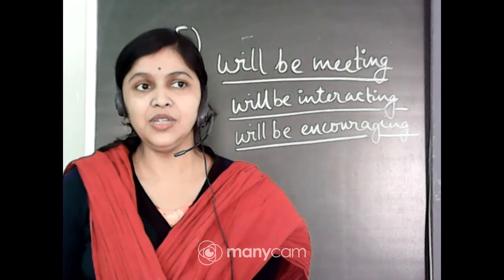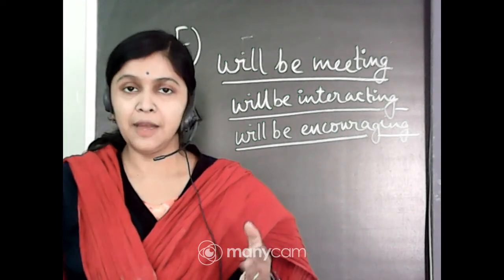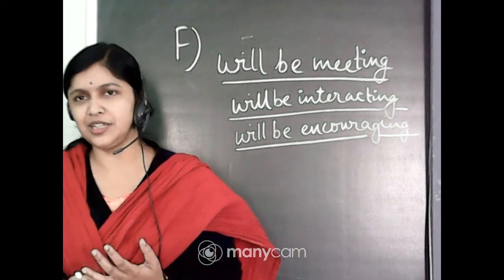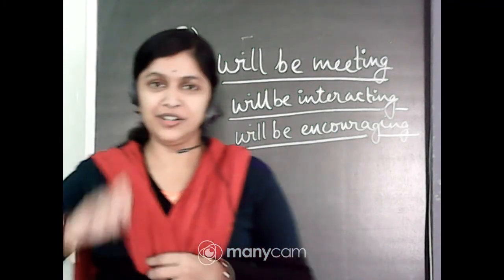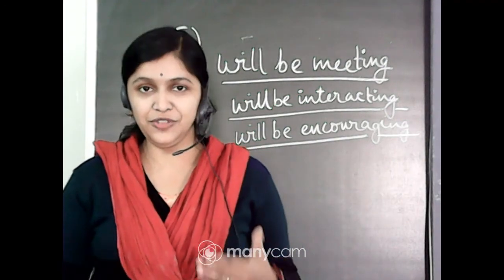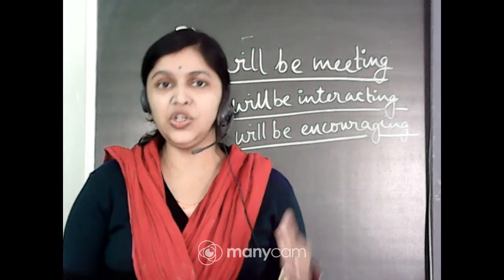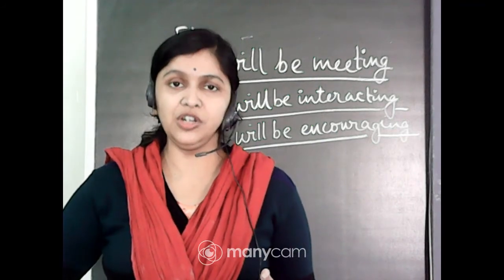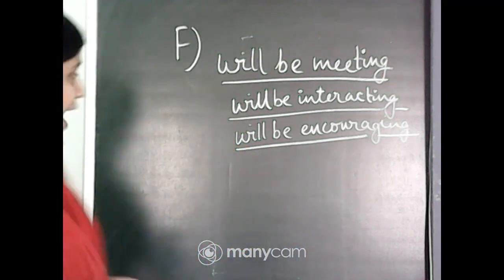That means when I have already planned, or when some action will be completed before a certain time in the future, for that we use the future perfect tense. As I told you, the usage is limited because we can never be sure about what we will be doing at a certain point in the future, but this is used for those actions which we already know are supposed to be completed at a certain time in the future before another event takes place.